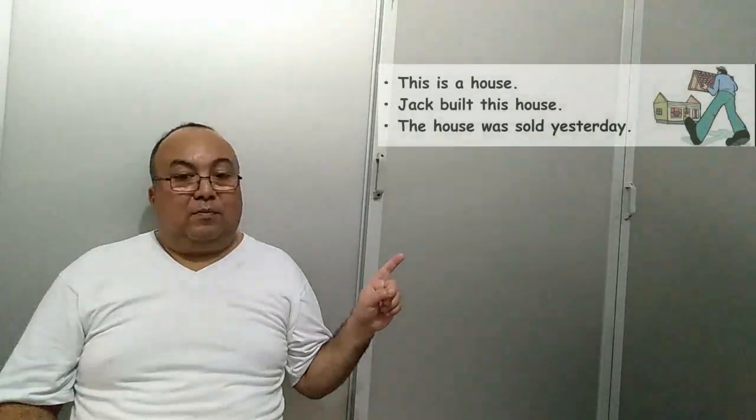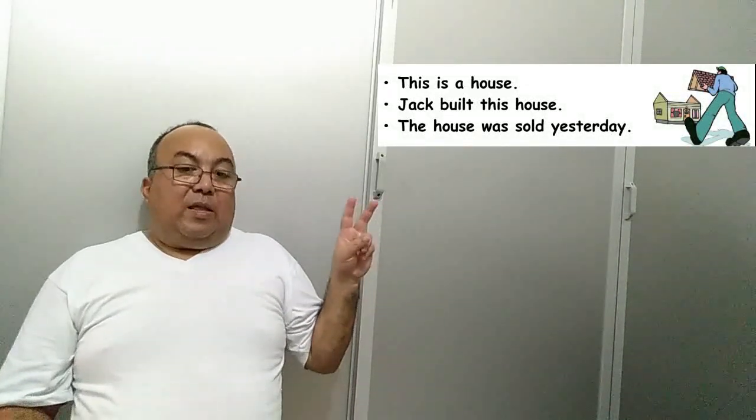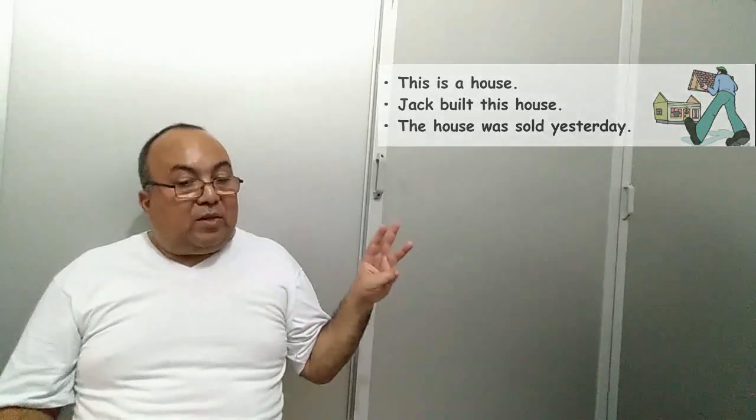A third example. This is a house. Jack built this house. The house was sold yesterday. With the help of relative pronouns and relative clauses, we can build a new sentence, a new phrase. It would be, the house with which Jack built was sold yesterday.